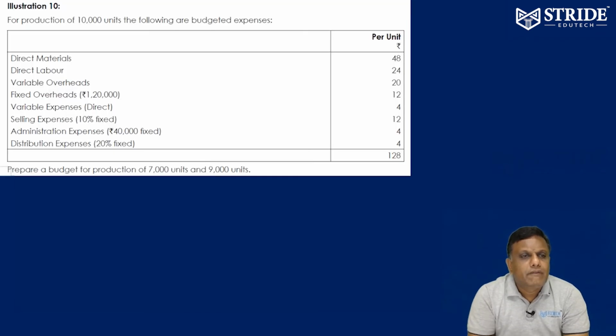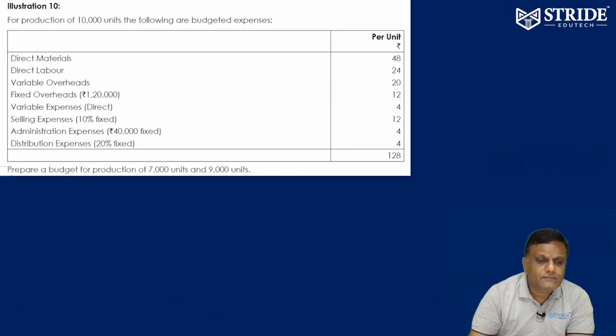Next question. For production of 10,000 units, the following are budget expenses. Direct material rupees 48 per unit, direct labor rupees 24 per unit, variable overheads rupees 20 per unit, fixed overhead 1,20,000 (12 per unit), variable expenses direct rupees 4 per unit, selling expenses 10% fixed rupees 12 per unit, administration expenses 40,000 fixed rupees 4 per unit, distribution expenses 20% fixed rupees 4 per unit, total 128. So prepare a budget for production of 7,000 units and 9,000 units.